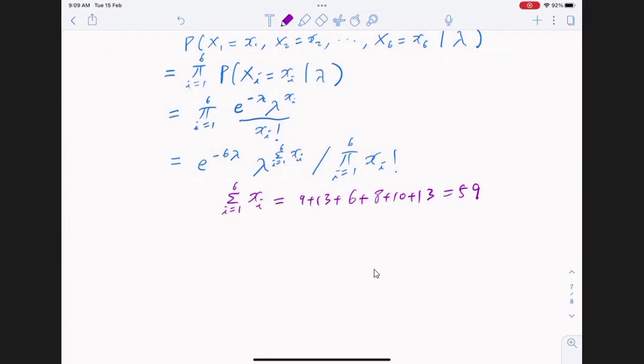And the product is pretty large. Nine factorial multiplied by 13 factorial, 6 factorial, 8 factorial, 10 factorial, 13 factorial. So it is a very huge number. You use your scientific calculator, you may find that it is equal to 1.4823 multiplied by 10 raised to the power 39. Very, very large number.